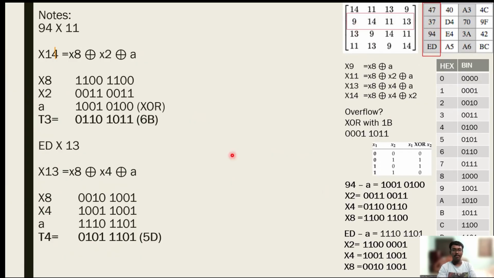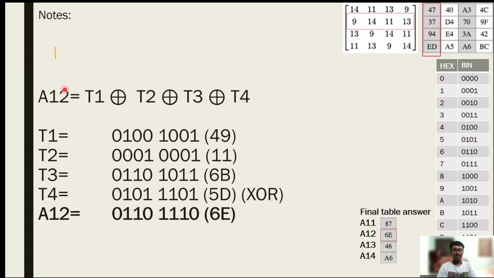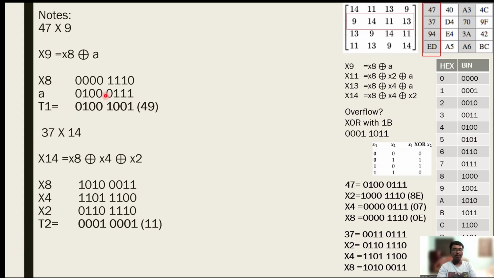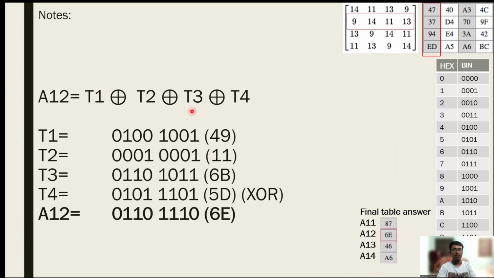So let's see. What is the answer for A21? Let me just erase it. Okay. So for A21, we have found the T1, T2, T3 value in the previous slide. T1 value is this 49, 11, 6B, and 5B. We are just going to copy paste it and XOR it. We'll get the answer as 6E. So 6E is same as here. So we did the same thing and we got the answer.